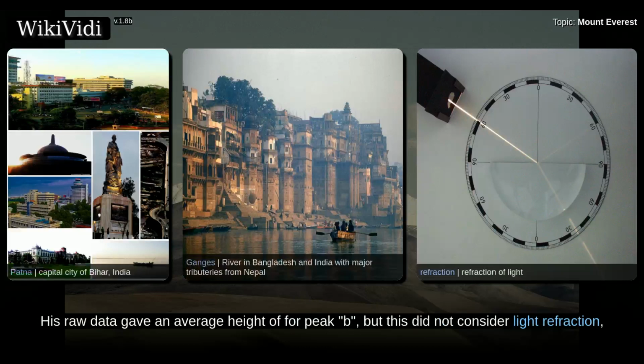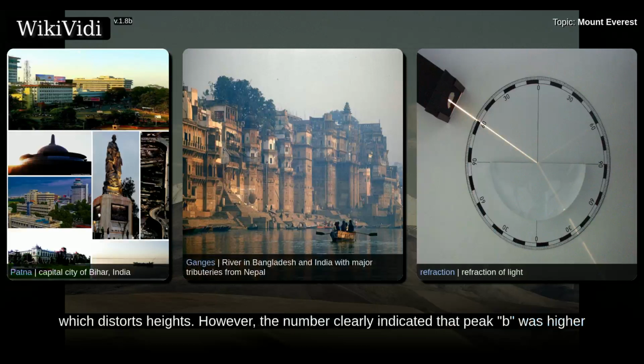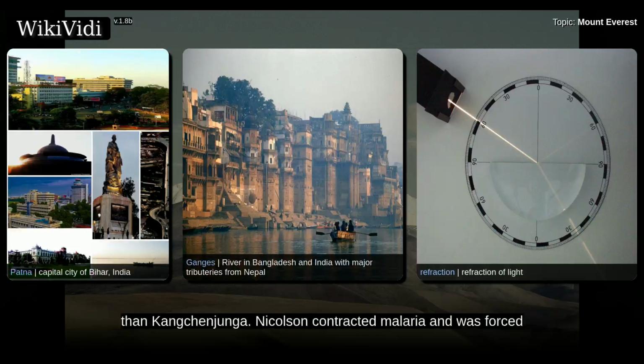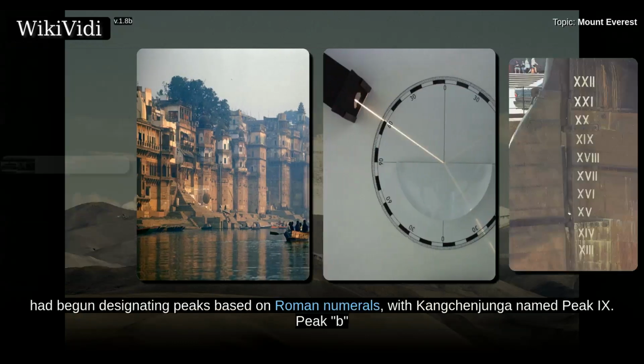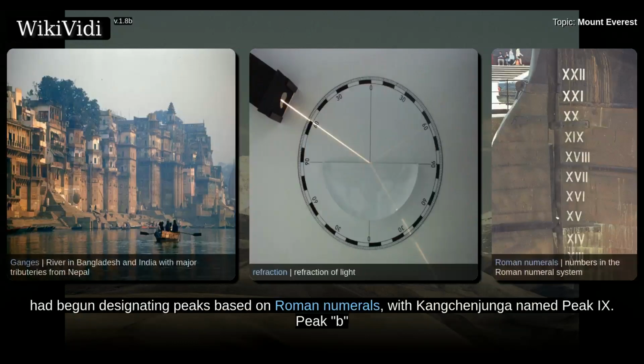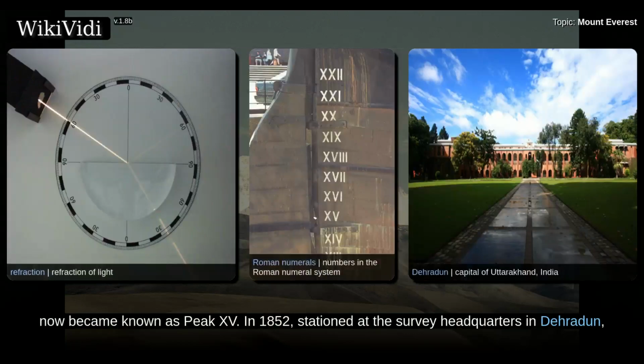His raw data gave an average height of for Peak B, but this did not consider light refraction, which distorts heights. However, the number clearly indicated that Peak B was higher than Kangchenjunga. Nicholson contracted malaria and was forced to return home without finishing his calculations. Michael Hennessy, one of Waugh's assistants, had begun designating peaks based on Roman numerals, with Kangchenjunga named Peak IX. Peak B now became known as Peak 15.